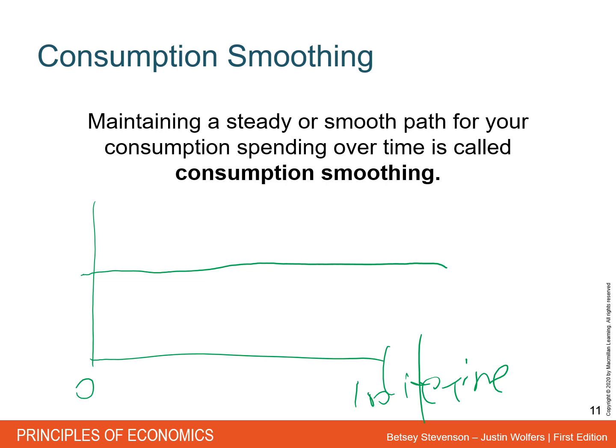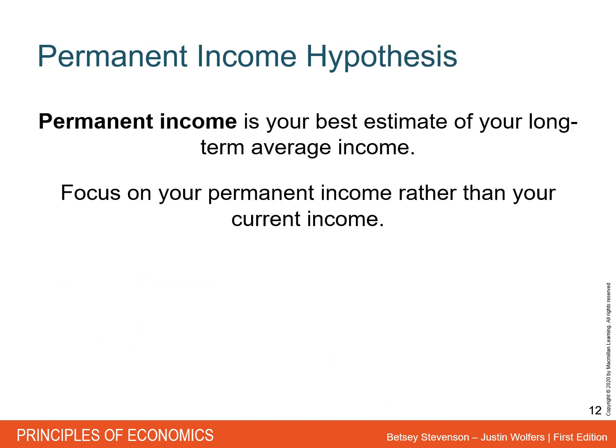Now, to make that happen, we're going to do something special, either borrow money or save money, because otherwise, at 0 years old, at 1 year old, you don't make any money, right? So how do we make it happen? You borrow money, right? So for this consumption smoothing to happen, there will be some saving and dissaving involved. Also known as your permanent income.